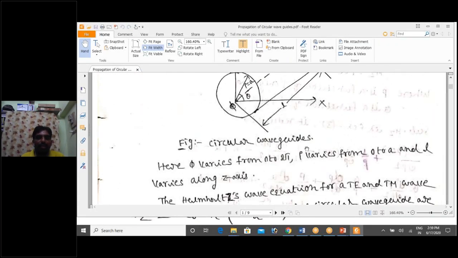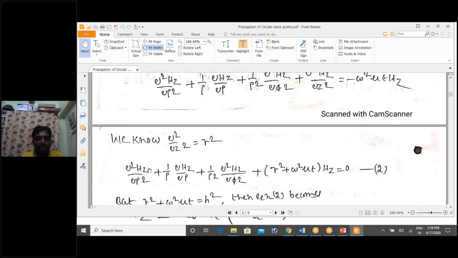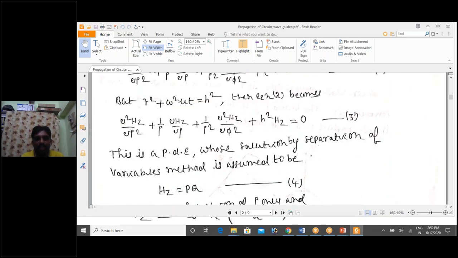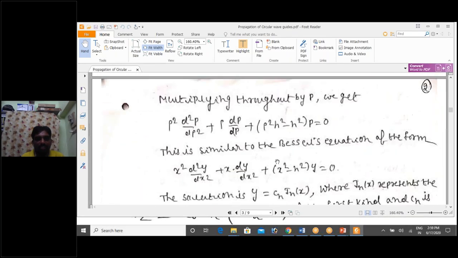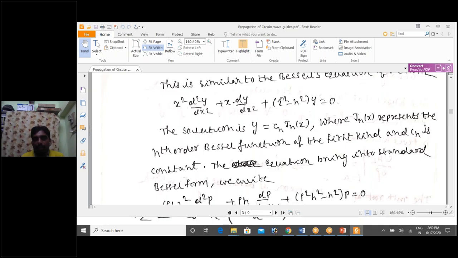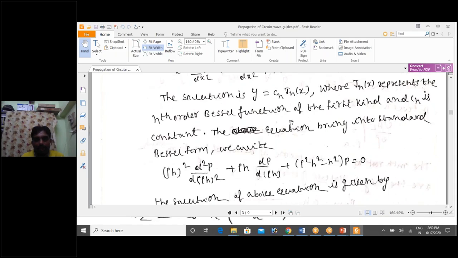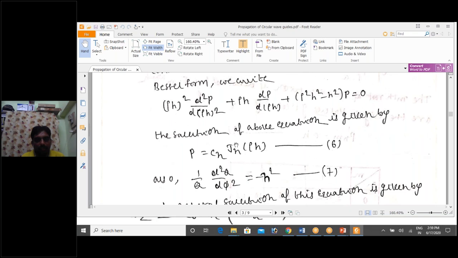You draw your circular waveguide and take the propagation of wave equations from Maxwell's equations. The expansion in the circular coordinate system is dou square Hz by dou rho square, 1 by rho dou Hz by dou rho, 1 by rho square dou square Hz by dou phi square. Again, using the partial differential equation separation of variables method, you can solve the entire equations using the Bessel function. We get rho h square. This is the general Bessel function equation: x square d square y by dx square plus x dy by dx. Our circular coordinate system expression is in Bessel form, and we can solve the Bessel equation.